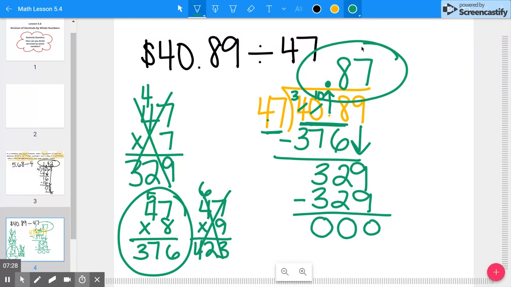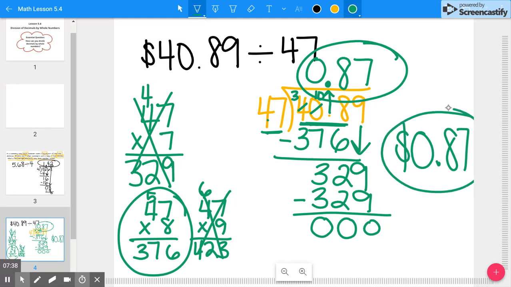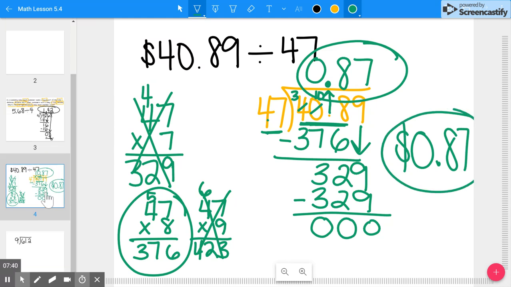But since this is money, I need to put a 0 in the front of the decimal point and put my dollar sign back in. Because remember, you can't forget your label. So let's look at one more problem.